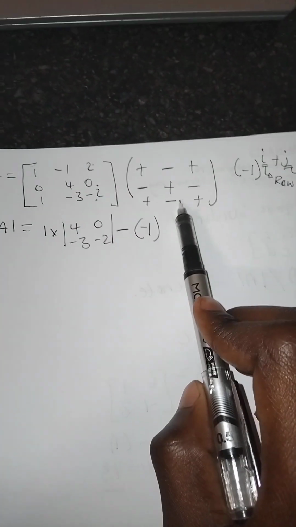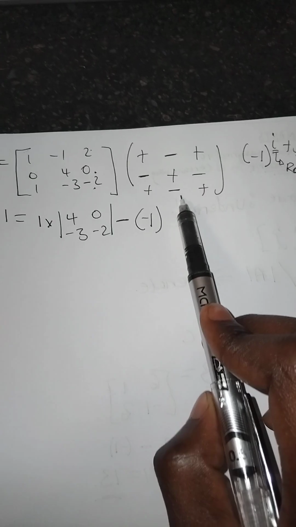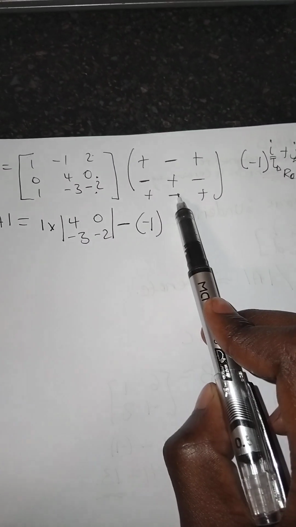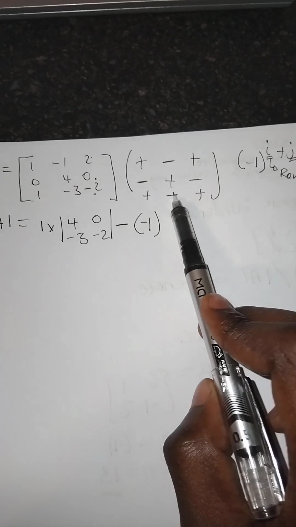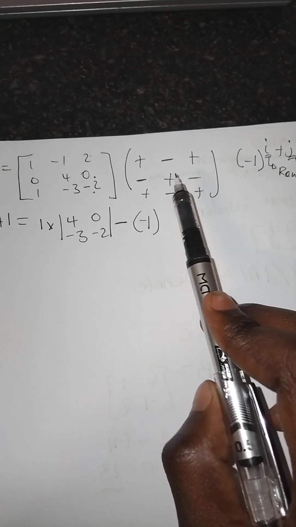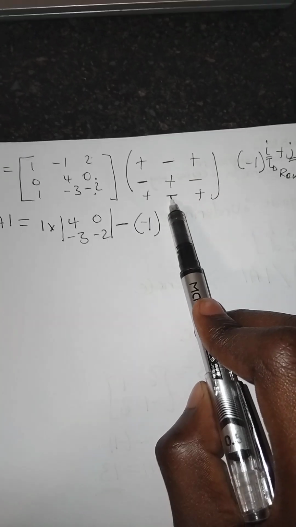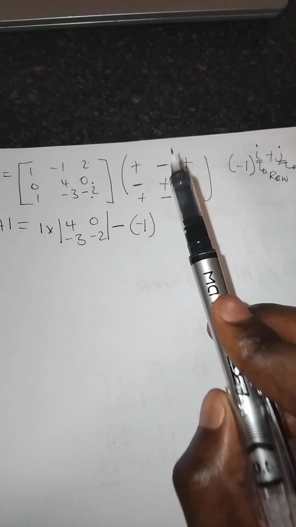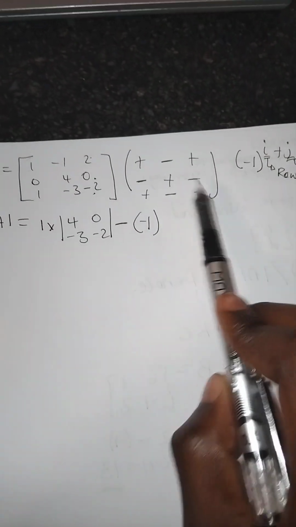Just like that. If we are looking for this sign here, this one is on row 3, column 2. So that means i is 3 and j is 2. That gives us a power of 5. So -1 to the power 5 is going to give us negative. So that is how you get the signs.